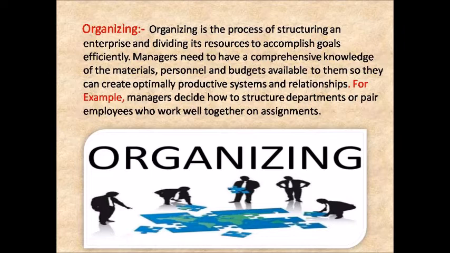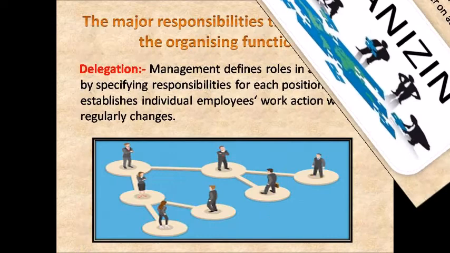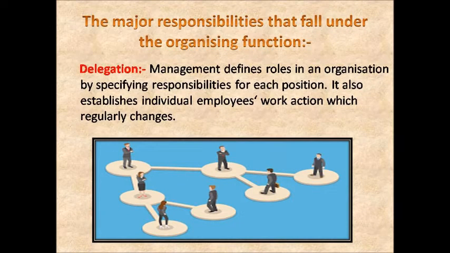So we can say with the help of organizing, the work activities of the organization can be assembled in an interdependent and interrelated environment, which can be helpful to achieve the objectives of the organization in an efficient and effective manner with the help of available resources through division of work. Now let's see the major responsibilities that fall under the organizing function.